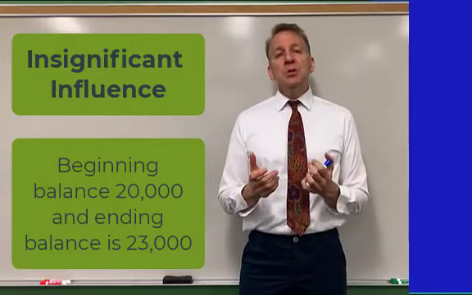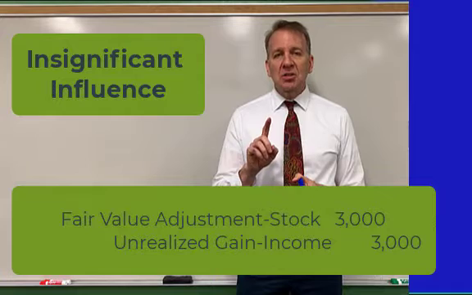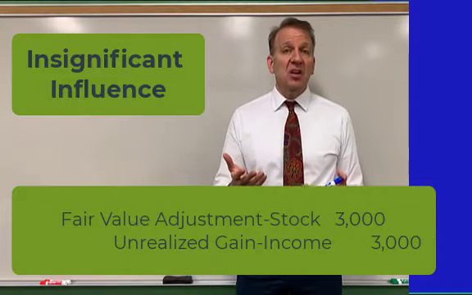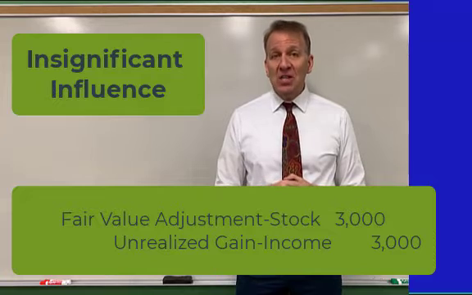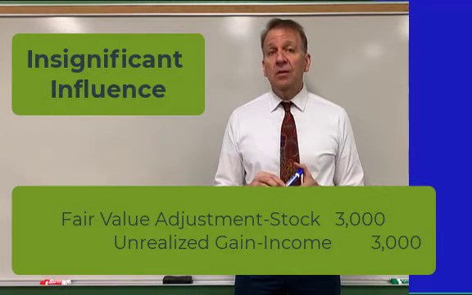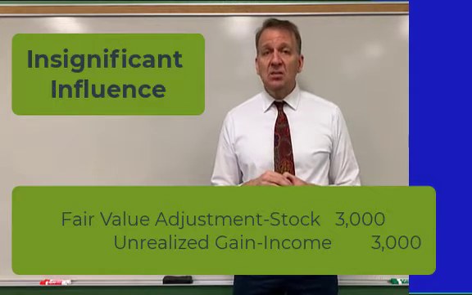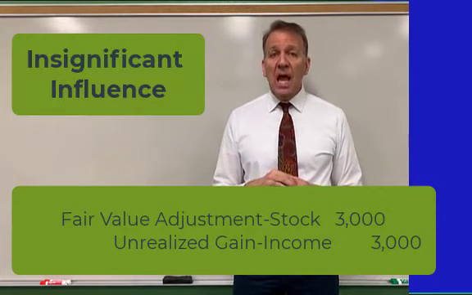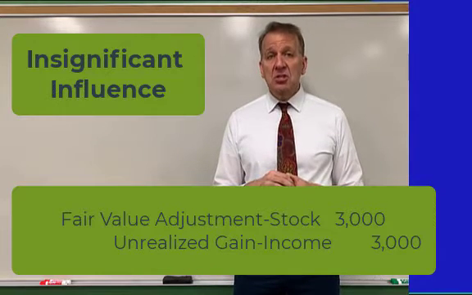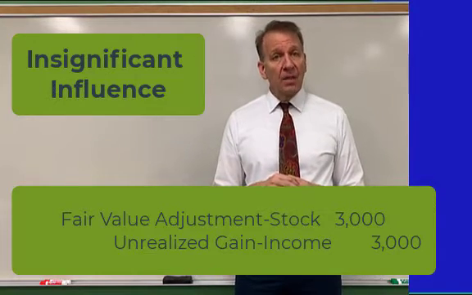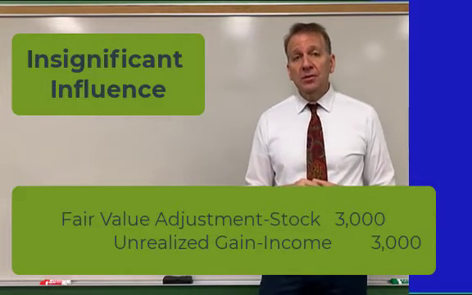So in our journal entry, we would debit fair value adjustment dash, we're just going to say stock because it is stock. The other methods that you'll see in just a minute don't use a fair value adjustment account. Only the insignificant influence one does. So anyway, we would debit fair value adjustment dash stock, $3,000, and we would credit unrealized gain dash income because it would be recorded on the income statement, and we would credit that $3,000.